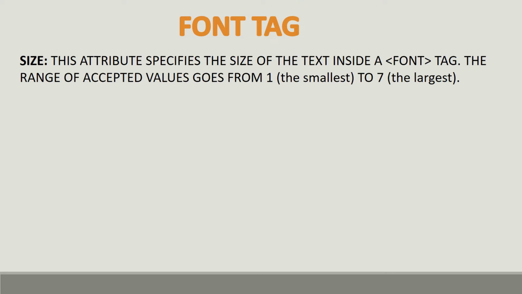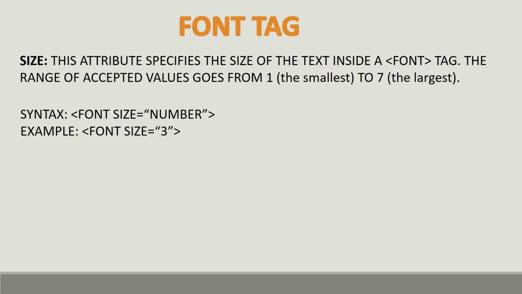This attribute specifies the size of the text inside a font tag. The range of expected values goes from 1 to 7, 1 the smallest one and 7 the largest one. If you write size is equal to 100, the maximum size is 7. It's not going to vary. If you write 50 also, the maximum size is 7, which means the contents are going to come in size 7. Then the syntax is: font size is equal to number. Again I am writing font size is equal to 3.